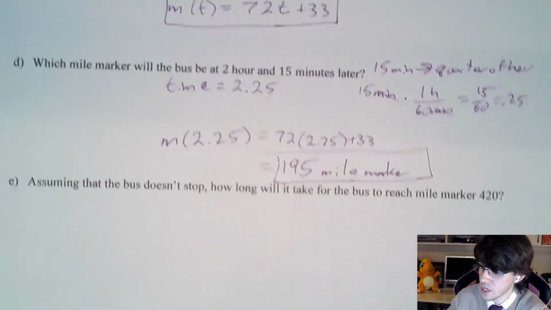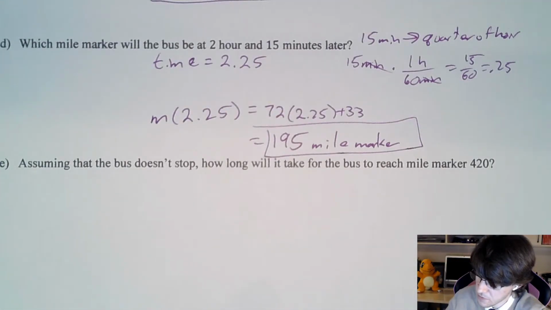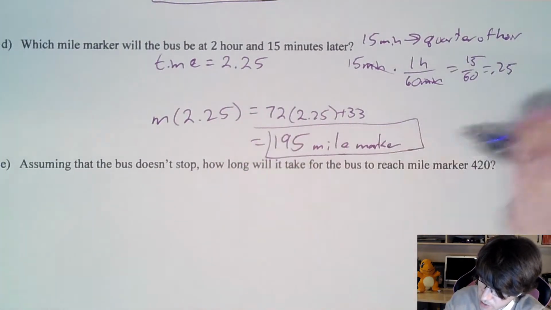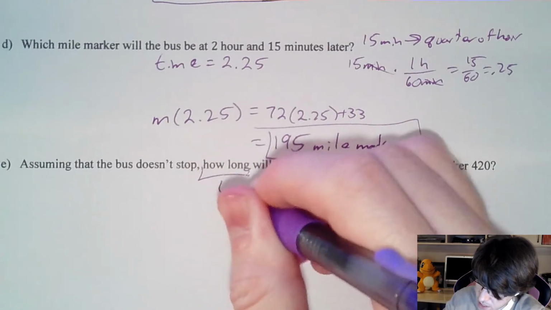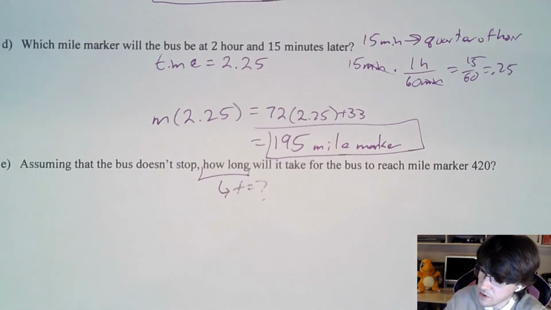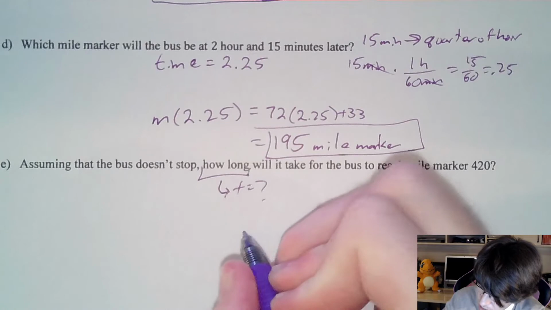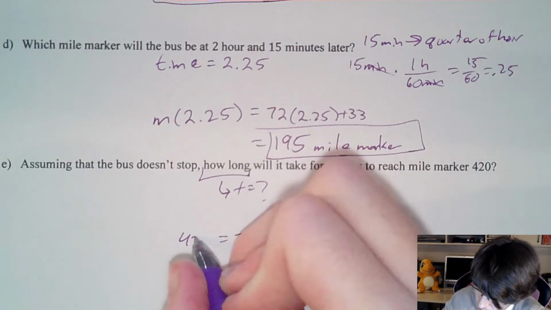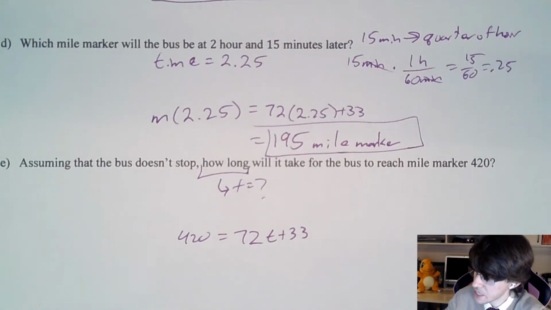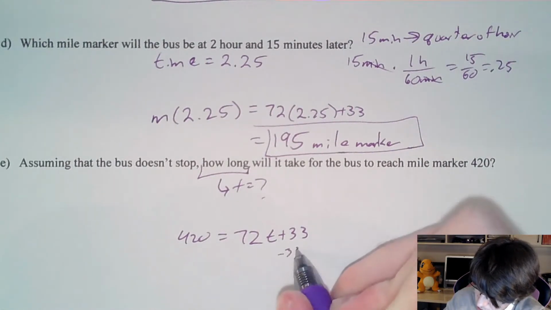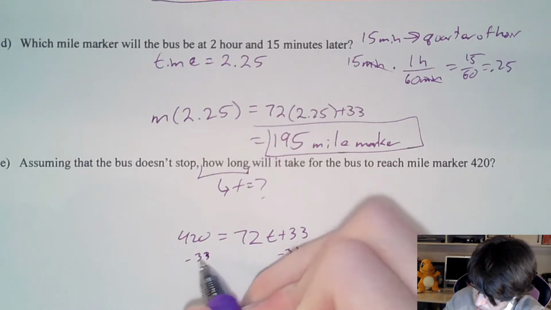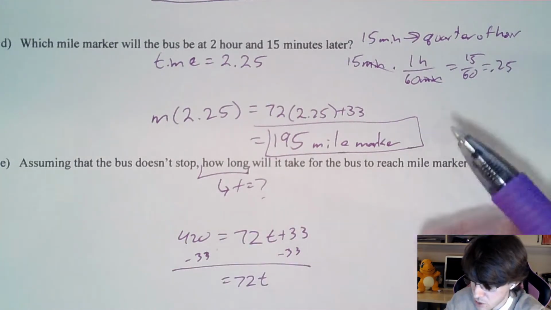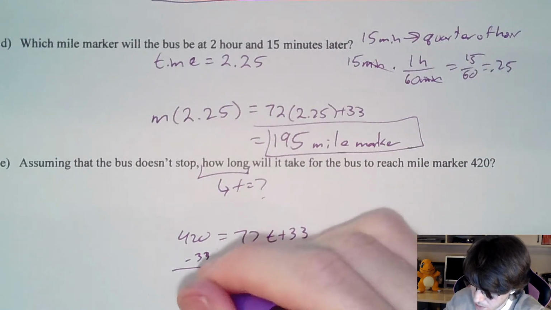Assuming the bus doesn't stop, how long will it take for the bus to reach mile marker 420? This is asking t equals what, which means we have to solve our equation of 72t plus 33, and we are setting that equal to 420. So kind of a basic subtraction situation. Subtract 33 on both sides there, and that's going to give you 72t. Subtracting 33 there, what's that going to be?